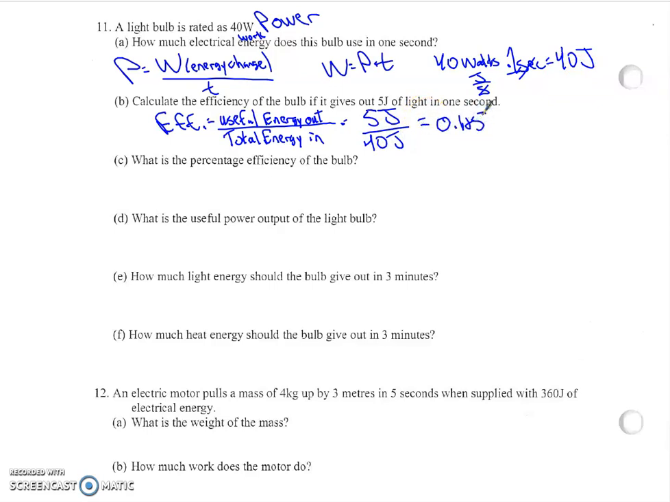Now this problem broke this apart into 2 different things. Now it's asking for the percent efficiency. So we take that 0.125, multiply it by 100, and that gives us 12.5%.